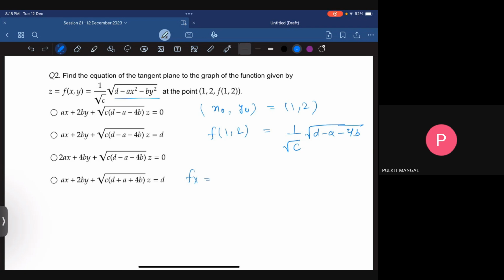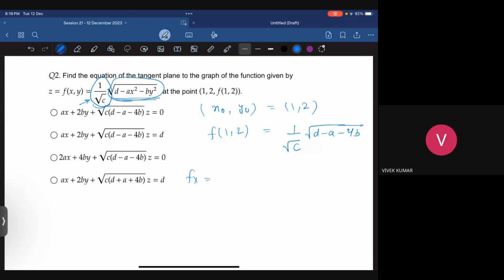In the previous question we also dealt with the same expression, it's just that one constant, 1 by root c, is getting multiplied. So in the derivative that we got, it would be just the same, except that this constant is also getting multiplied with our final result. So what was the partial derivative that we got?